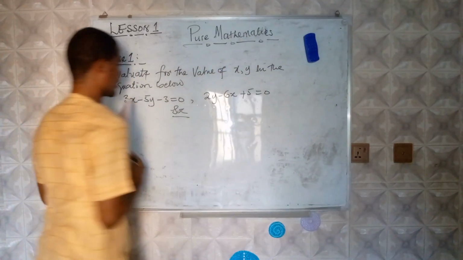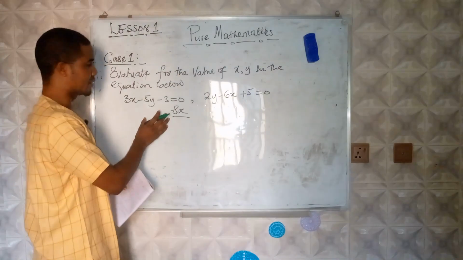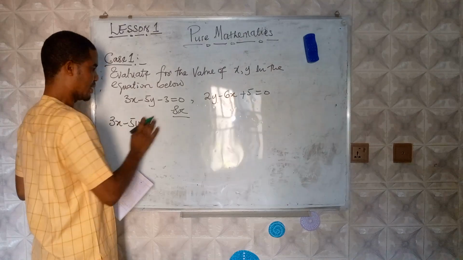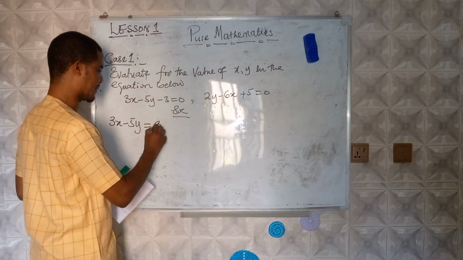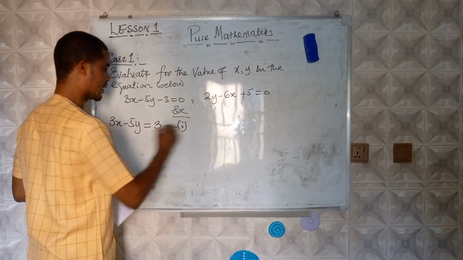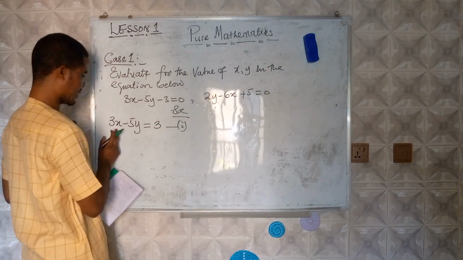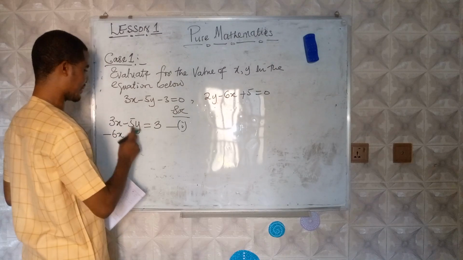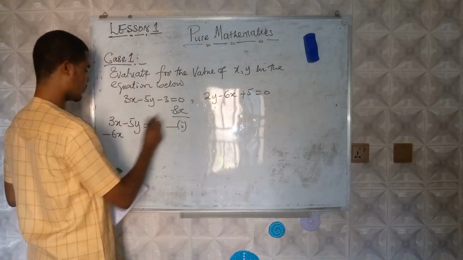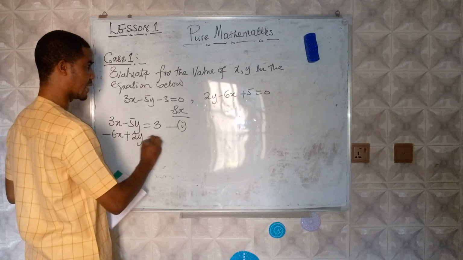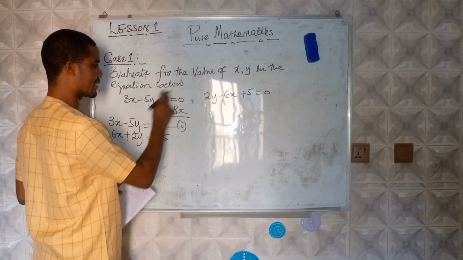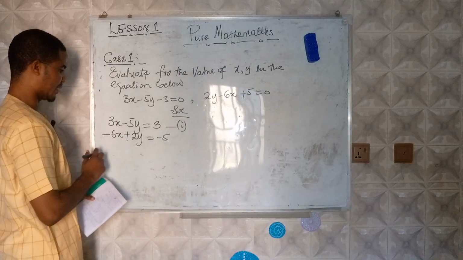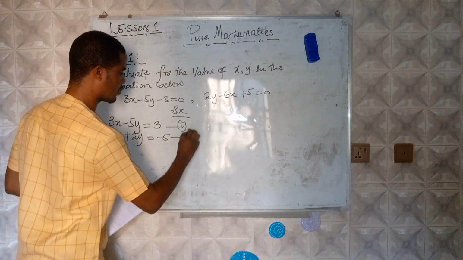So I start the solution. First of all, I'm going to arrange this equation. I will have 3x minus 5y, this 3 goes over, equals 3. Okay, I call this equation 1. Then, because this is x, I'm going to arrange x here, so I can have minus 6x. Remember, it's minus 6x. Then for the y, I have 2y plus 2y equals minus 5. Remember, this 3 went up here to become 3, and this 5 went up here to become minus 5. Okay, so I have my equation 1 and my equation 2.